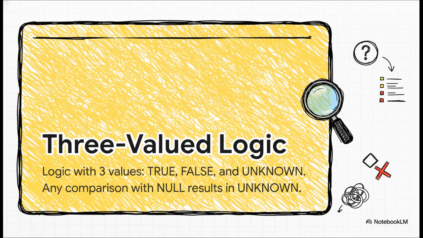Any comparison you make that involves a null value, even asking if null equals null, doesn't result in true or false. It results in unknown. Think about it. Is Nelson's unknown age equal to his unknown age? The only truly logical answer is, I don't know. And since the where clause in a query only keeps rows where the condition is definitely true, all those unknown rows just get thrown out.